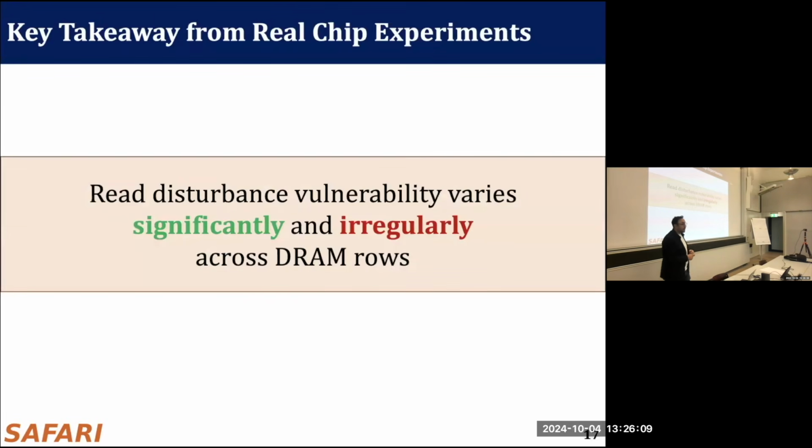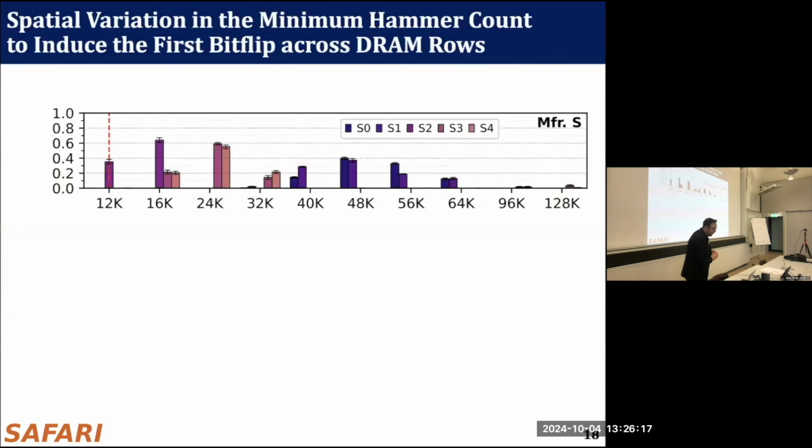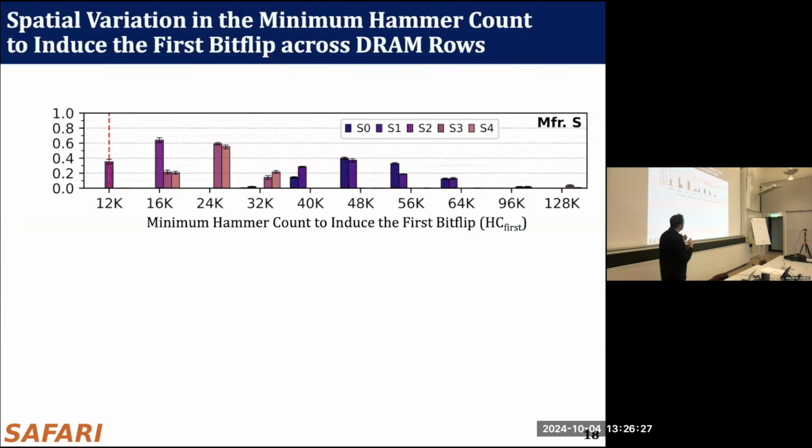Our key takeaway at the end of the characterization study is that read disturbance vulnerability varies significantly and irregularly across DRAM rows. I will show you a part of the characterization data here. In this plot, which is a histogram, a distribution plot, on the x-axis we look at the minimum hammer count to induce the first bit flip, or HC first.